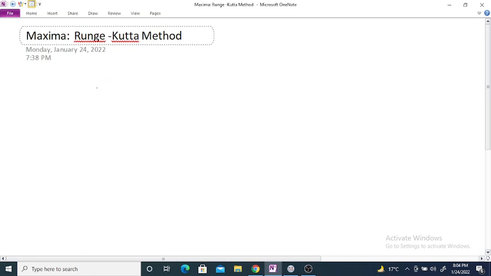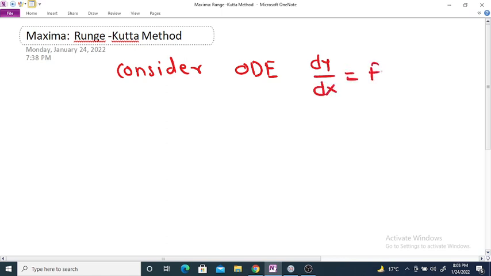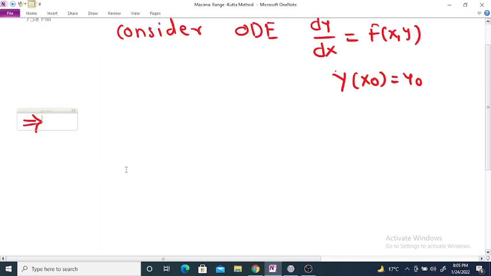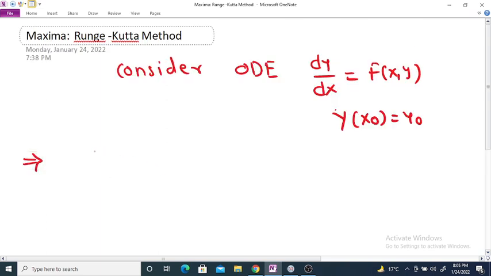Runge Kutta method. Consider an ordinary differential equation of first order and first degree, dy by dx is equal to f of x, y, with initial condition y of x0 is equal to y0. This method is used to find a solution of y for any given x.